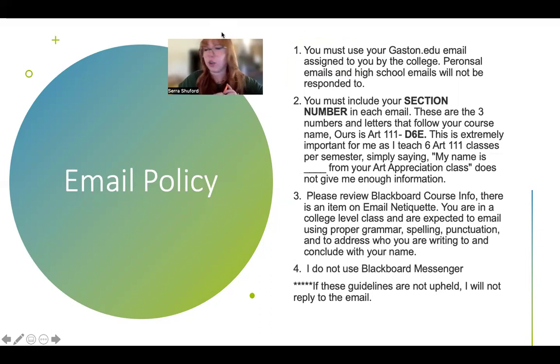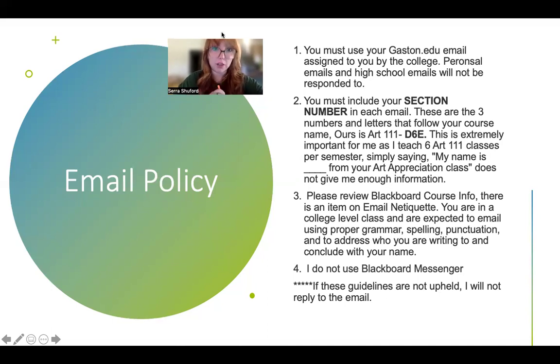So first things first, you've got to use your Gaston College email address when you're communicating with me or anybody at Gaston College. I know this is probably obvious if you are a regular college student, but if you are a high school student, a lot of the time it gets confusing and you think that you can use your high school email address, but that is not the case. That is our policy throughout.